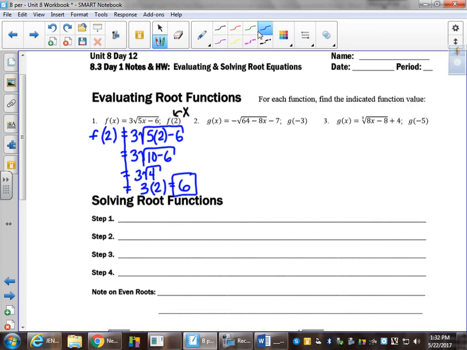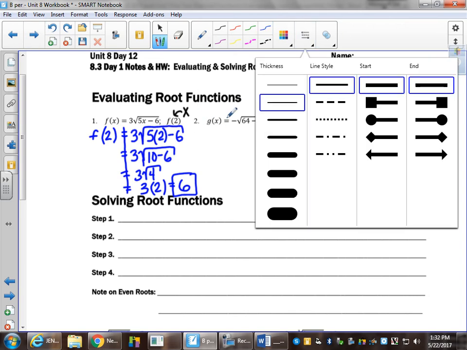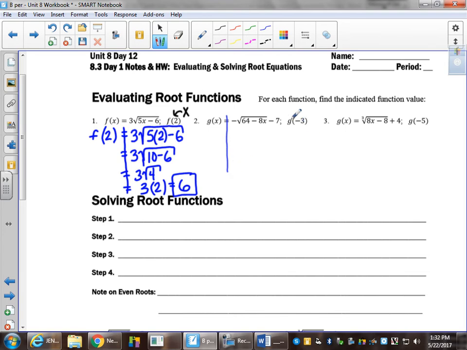For number 2, the process doesn't change. Lines on our equal sign. Now we are evaluating g of negative 3. Again, this is read g of negative 3. So we know that our new input will be negative 3 wherever we see x. So the negative sign will stay out front. Square root, 64 minus 8 times negative 3, minus 7.